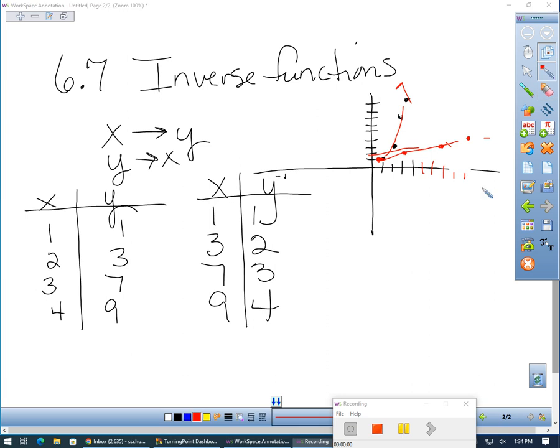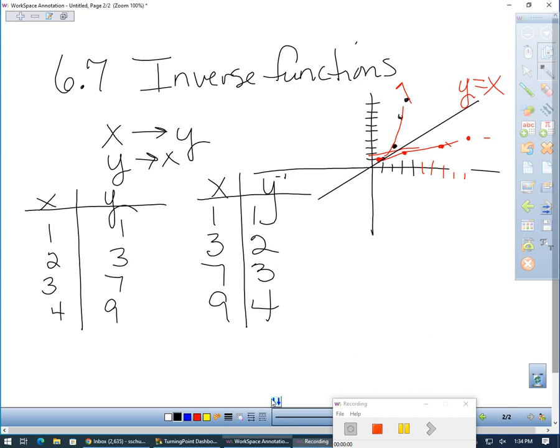Now, here's the one thing I need you to take away from this. When you are graphing, an inverse will reflect over the diagonal line y equals x. That diagonal line is the line y equals x. An inverse will reflect over that. Because tell me, what are we doing with our x and y? We're flipping them. Exactly. So that's why it ends up reflecting over top of the other one.